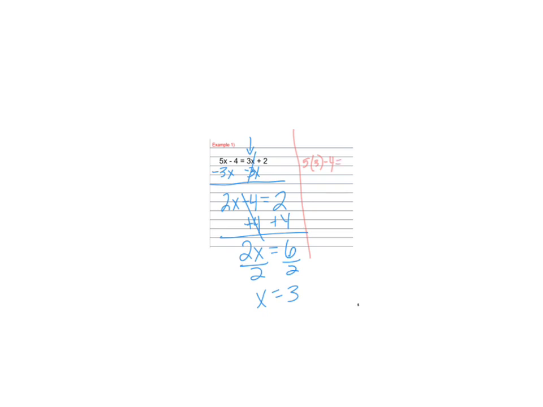I'm going to plug in 3 to both sides where the x is. I'm just doing substitution. And I'm going to take a look at the left side of the equation. I have 5 times 3, which is 15, minus 4, which is 11. And then the right side, 3 times 3 is 9, plus 2 is 11. Again, you can put all that in your calculator. And it checks, so I know I'm right.